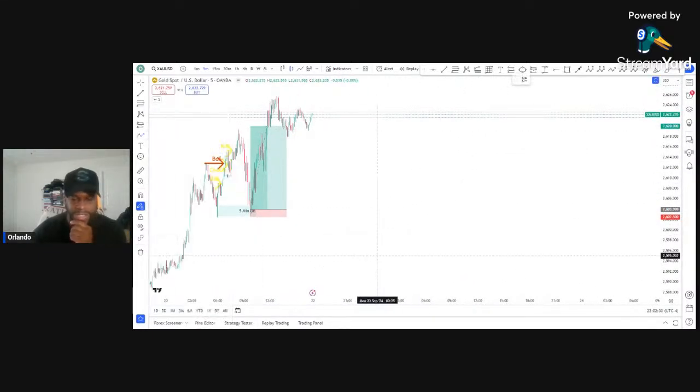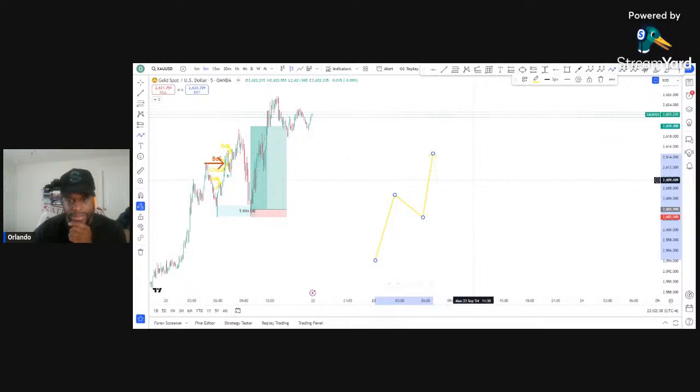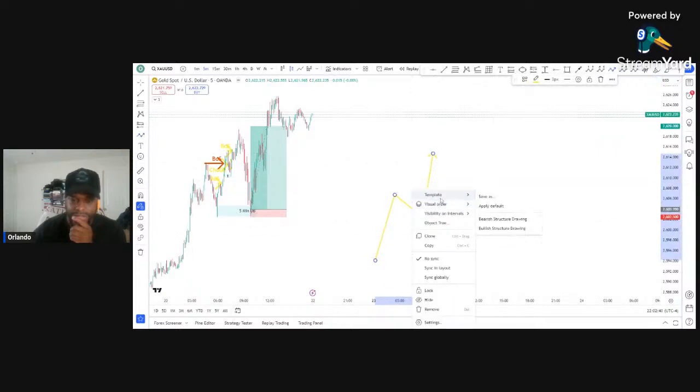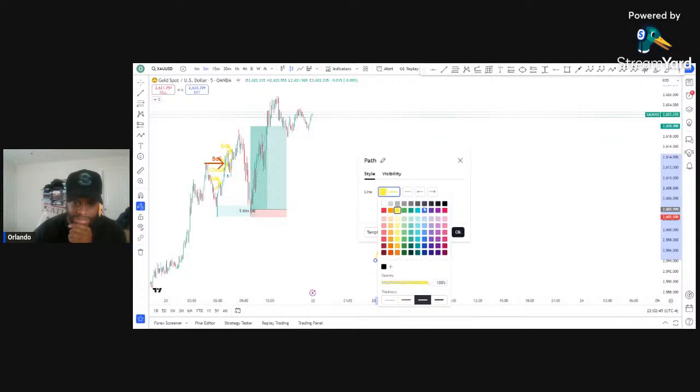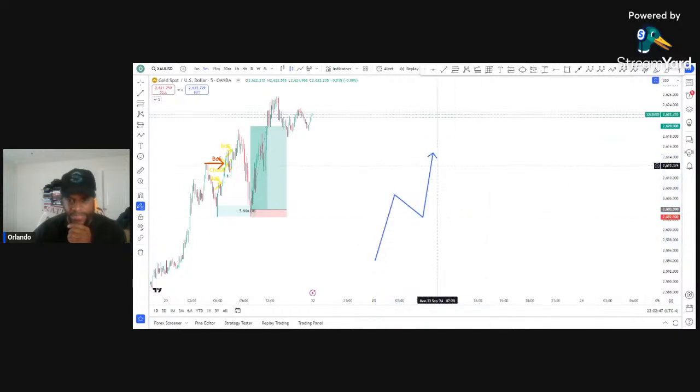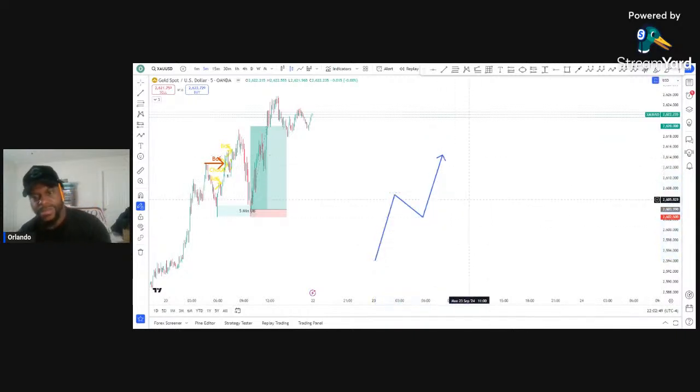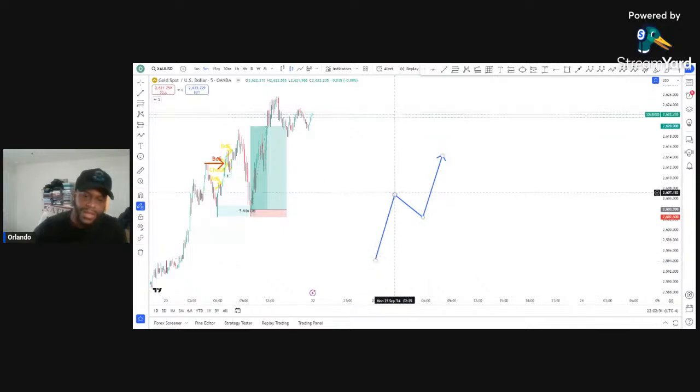So right here is an uptrend, right? Low, high, higher low, higher high, right? This right here is an uptrend. What I'm going to do is simply change the color so it doesn't clash. All right, this right here is an uptrend, right? You have a low, high, higher low, higher high, right?